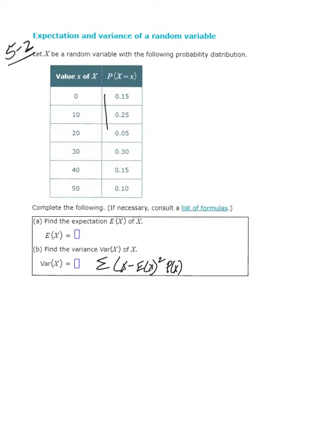These probabilities right here add up to 1. And we're trying to find the expected value. So if we pick something at random, what could we expect the value of that to be? So to find the expected value, this is what that E of x represents. You're going to take the value of x, multiply it times its probability.